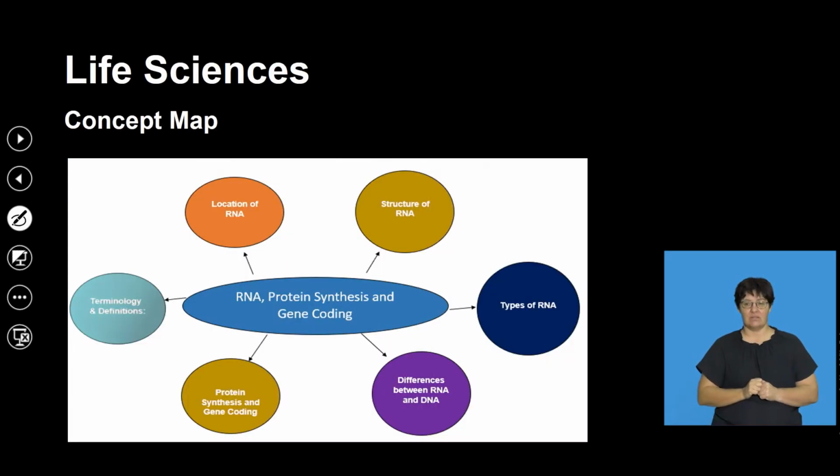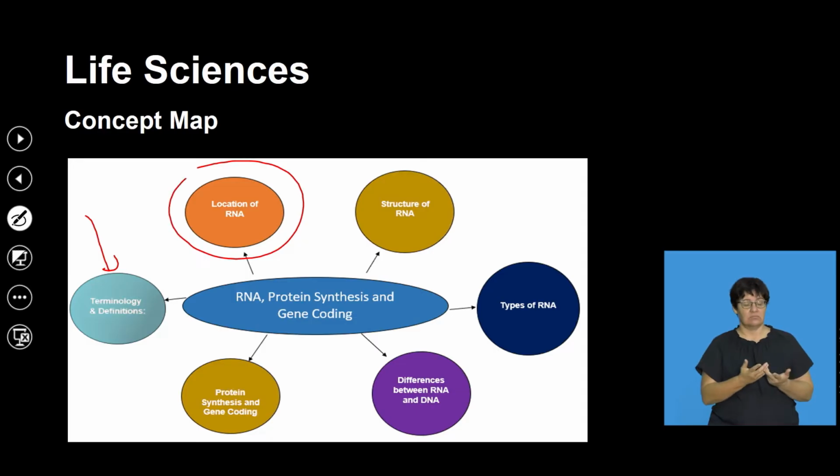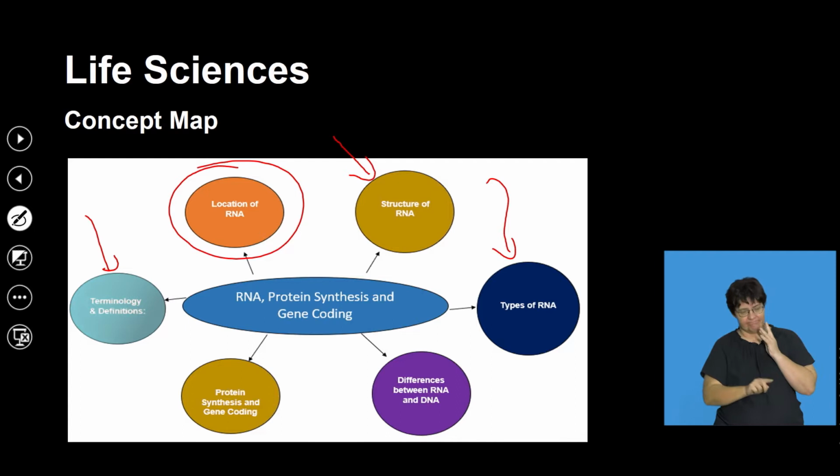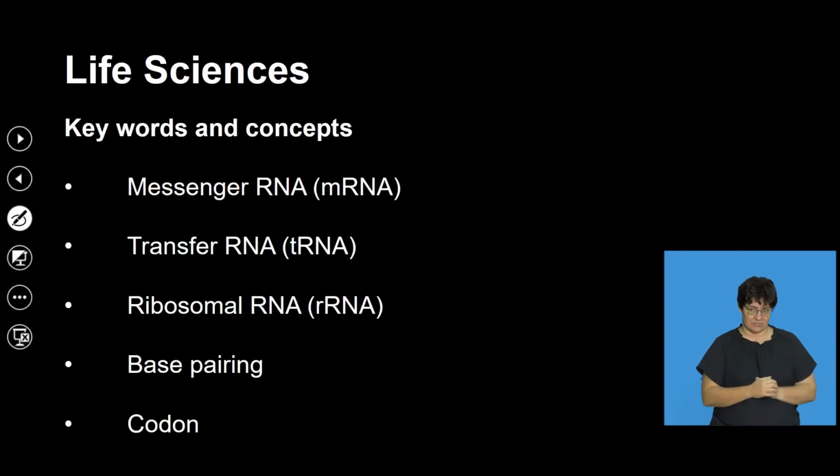An overview of what we're looking at today is some important terminology and definitions. We will spend some time looking at the location of RNA. Very important is trying to understand the structure of RNA, and then we will spend some time looking at the types of RNA. So let's get straight into some key words.